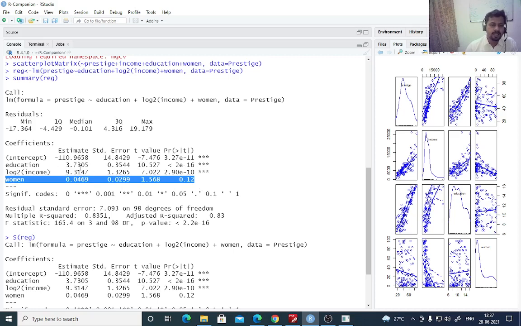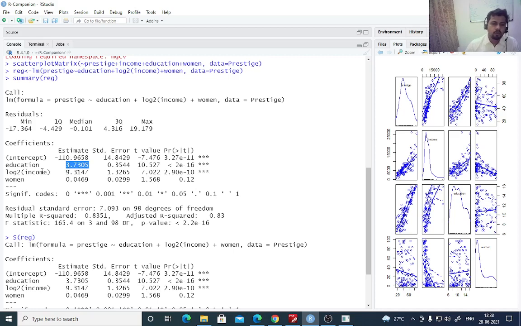Now how do we exactly understand these coefficient estimates? That's what we should understand next. Education having a coefficient value of 3.7305, or 3.73 to round it off, means that if education increases by 1 unit, the average change in the mean value of prestige goes up by 3.73 prestige units, in whichever units of measurement the variable has been expressed.